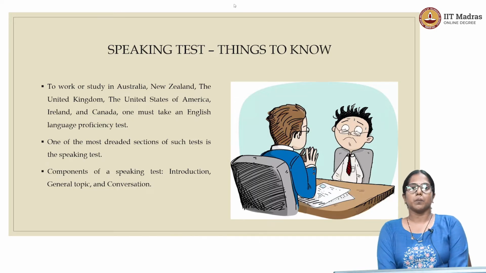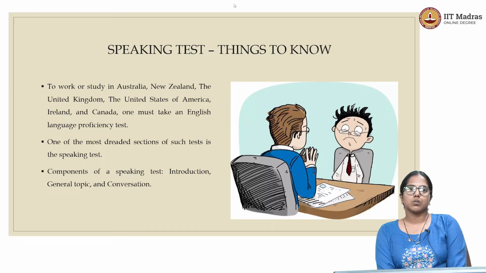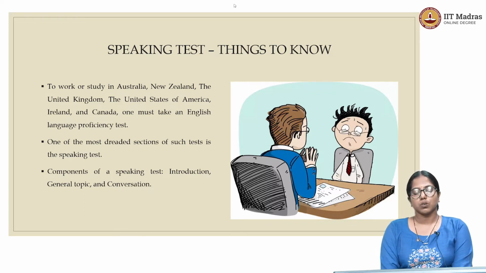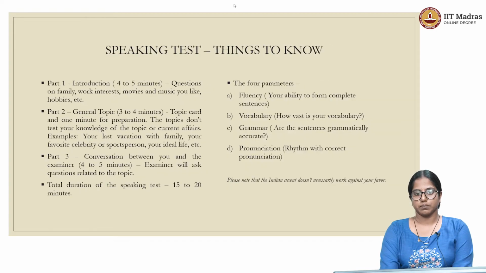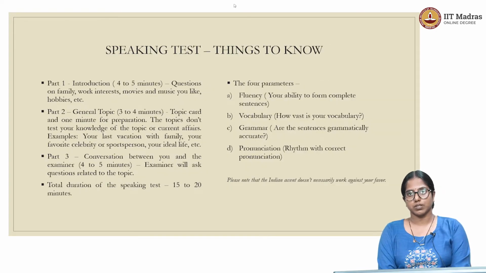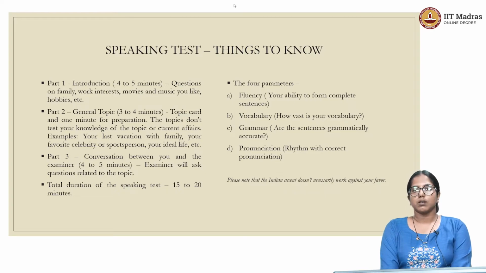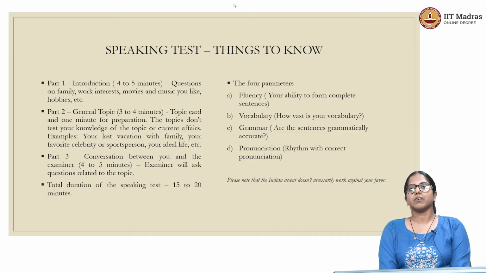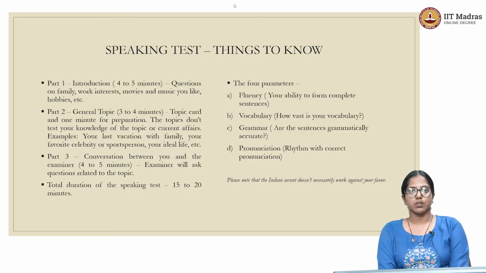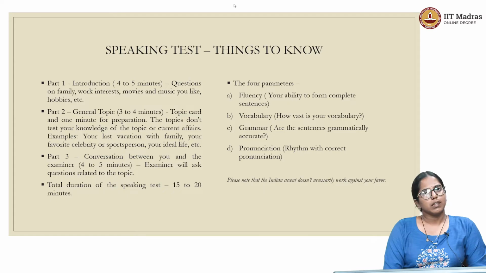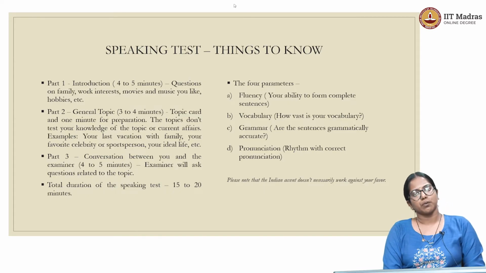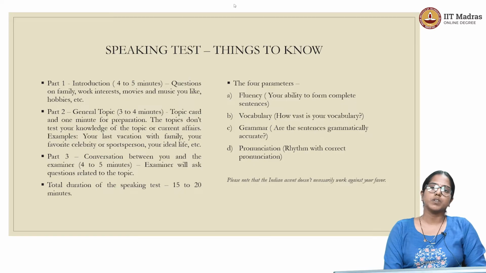Let's now discuss the components of a speaking test. There are three components to it: first the introduction, then a general topic, and then a conversation. So let's get into the details of it. Part 1, which is the introduction, usually takes 4 to 5 minutes. Here the examiner is going to pose the question, introduce yourself, and then there will be a few follow-up questions on your family or work interests, movies, music you like, hobbies, etc.